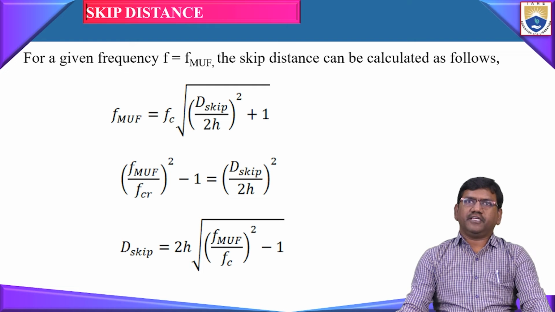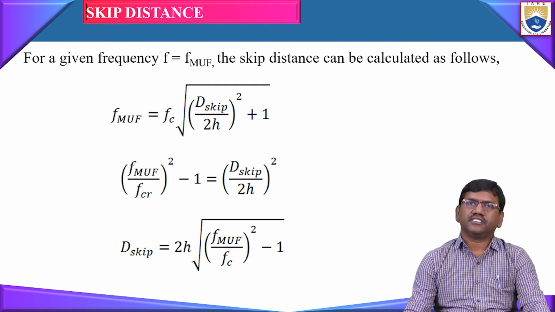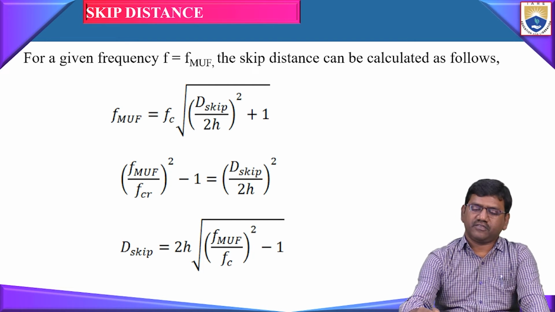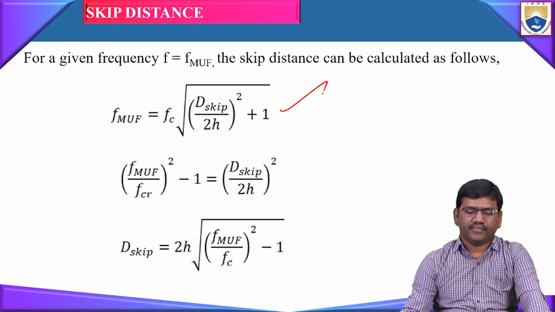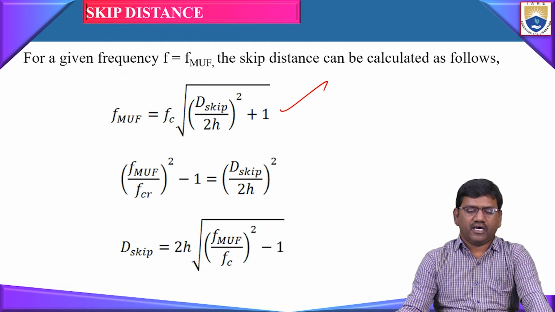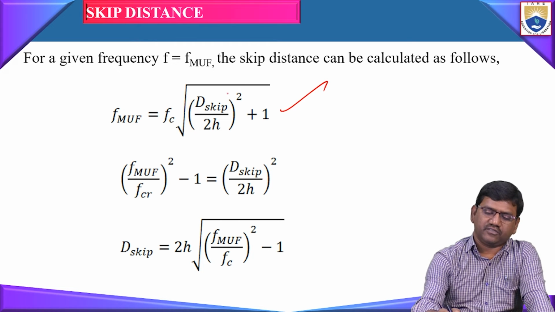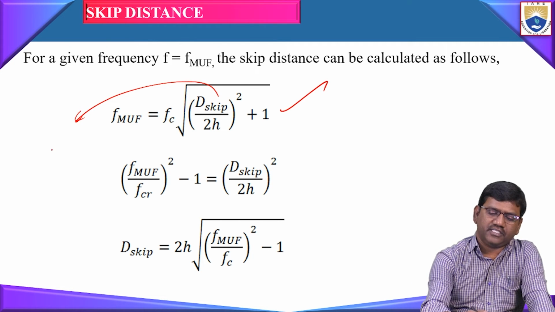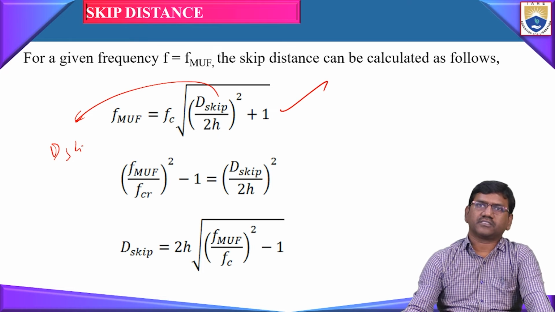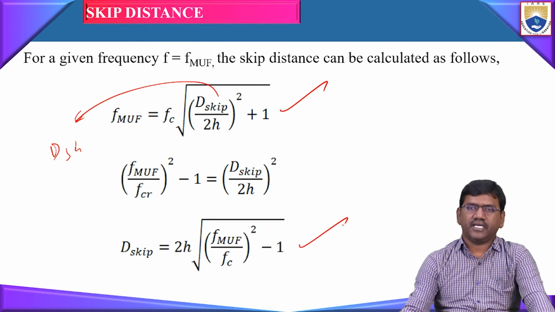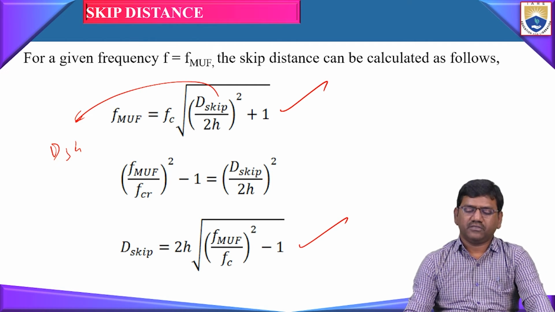So just now we have derived an expression for MUF, the maximum usable frequency. From this equation we can find the value of d skip. So this is the derivation: F MUF is equal to Fc into the root of (d skip by 2h) whole square. From this we need to take d skip outside the square root. If you simplify, you will get d skip equal to 2h into the root of (F MUF by Fc) whole square minus 1.